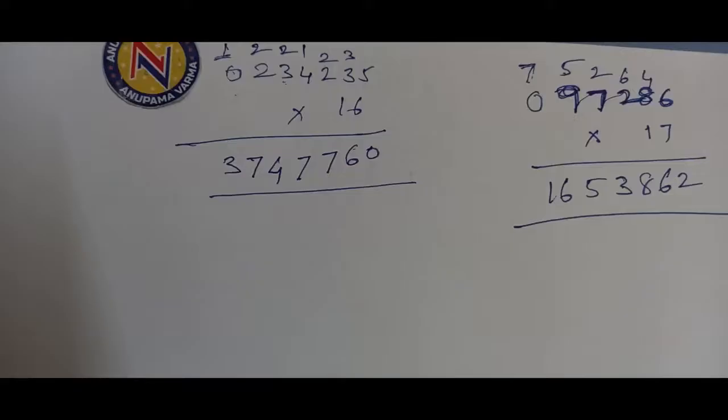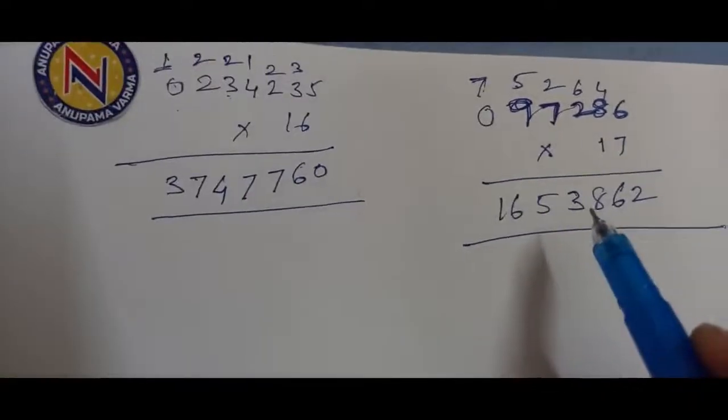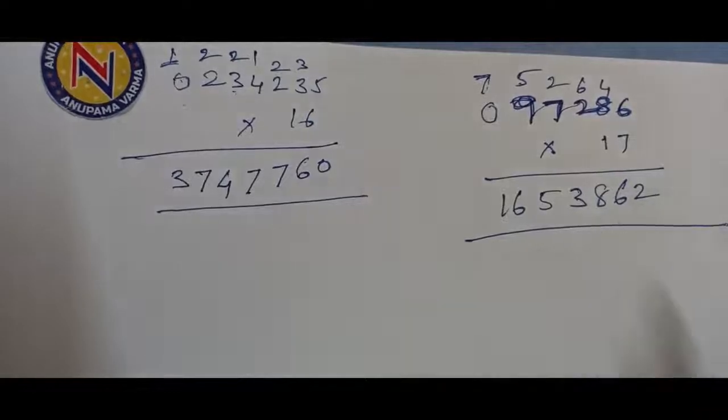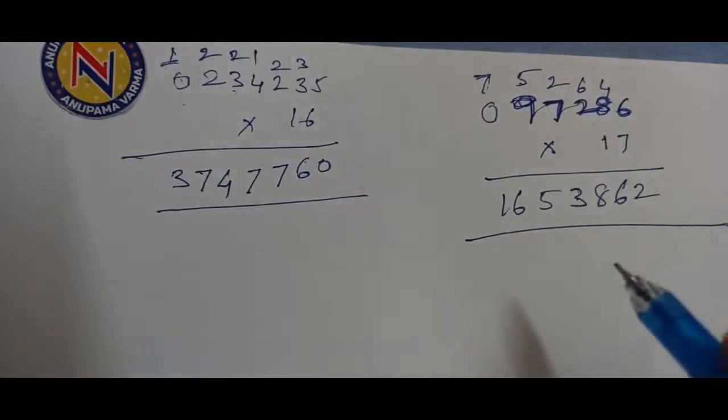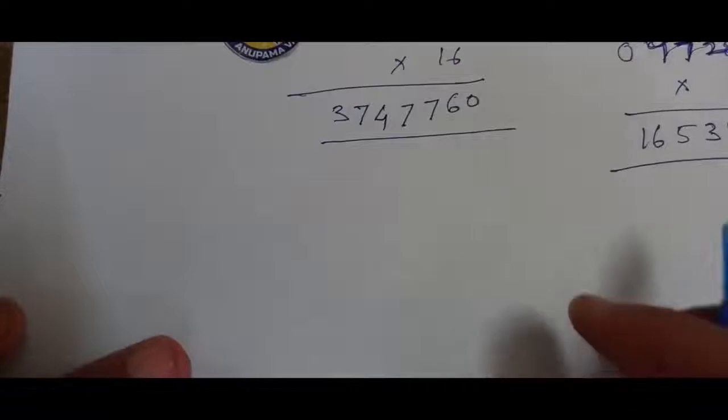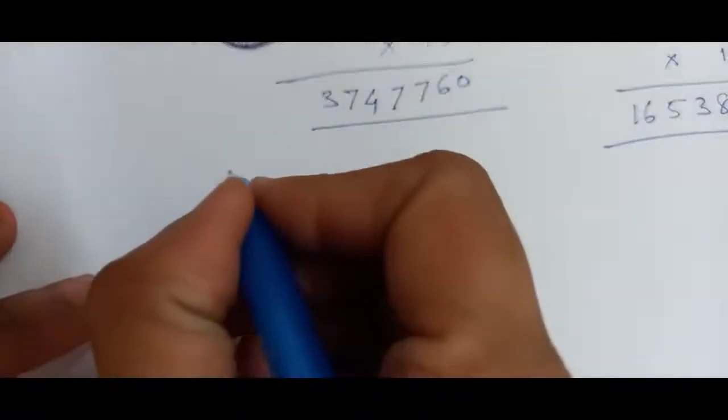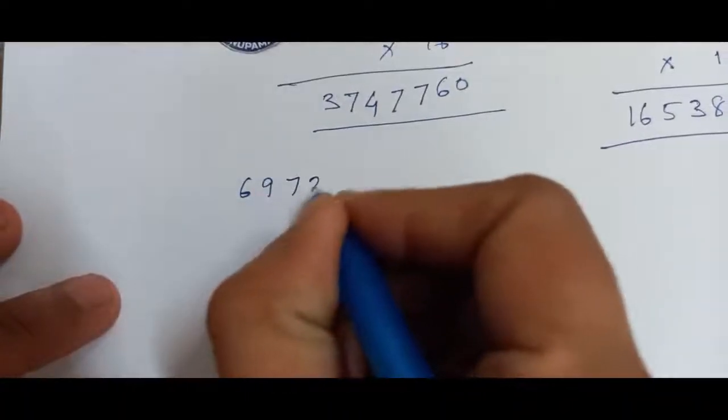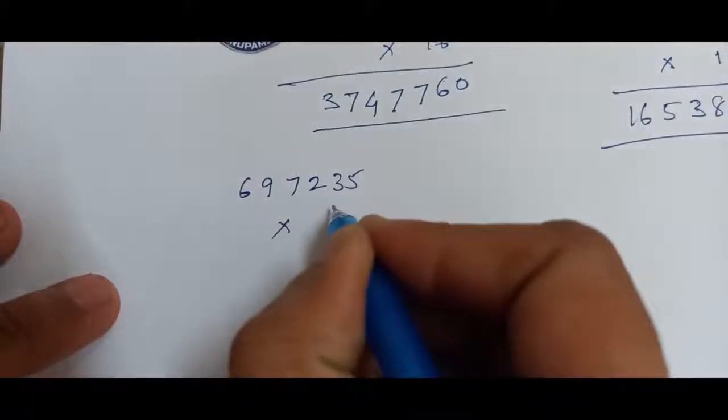See, the method is so simple. But we need to practice more and more. Then only we can write the answer in one line. Let's take one more example. 6 9 7 2 3 5 into 18.